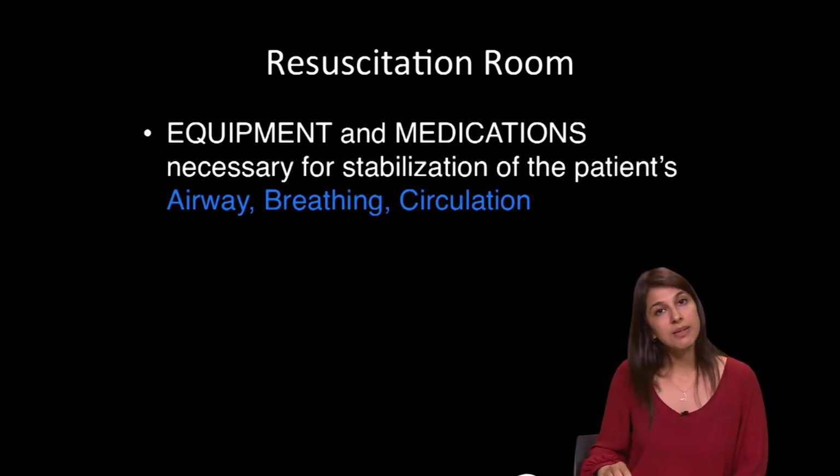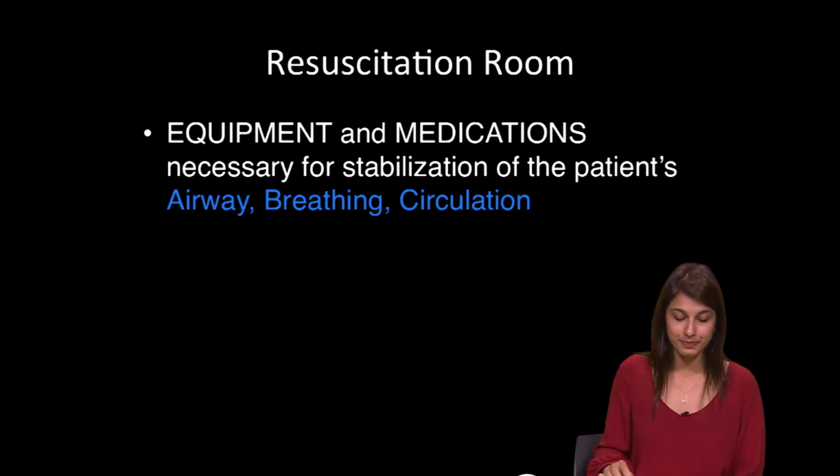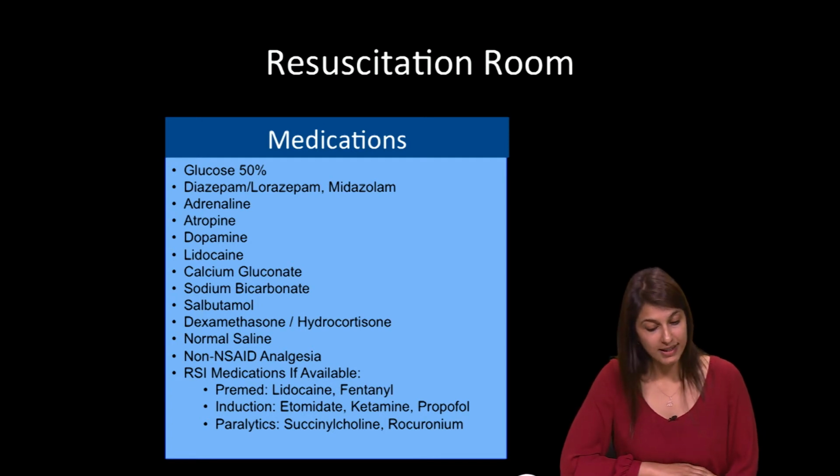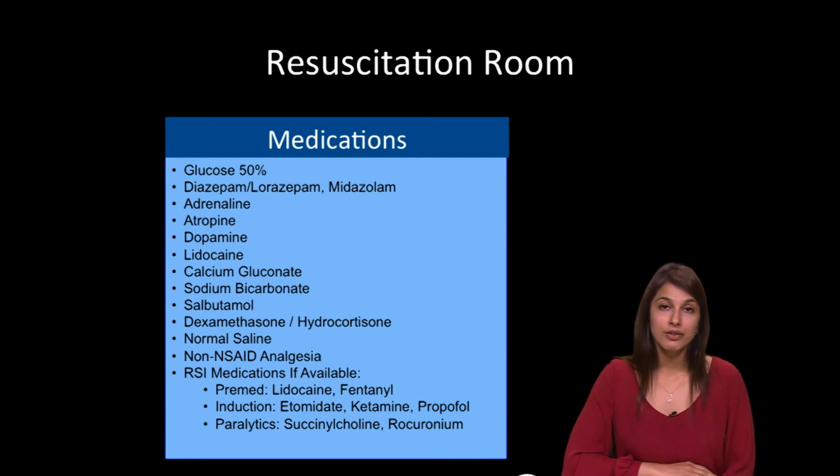Essentially, if you want to summarize, in our resuscitation room, we would want the equipment and medication necessary for the stabilization of a patient's airway, breathing, and circulation. We would also want to have some medications on hand. These medications include the ones that we need to quickly reverse life-threatening and painful situations. Things like hypoglycemia, hyperkalemia, hypotension, and asthma, as well as the medications to intubate.